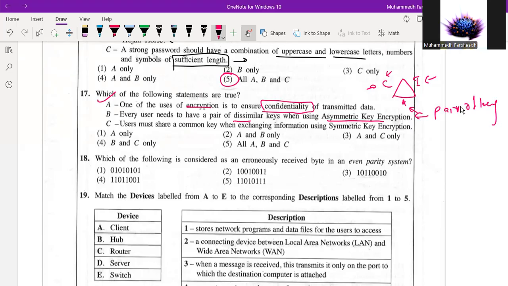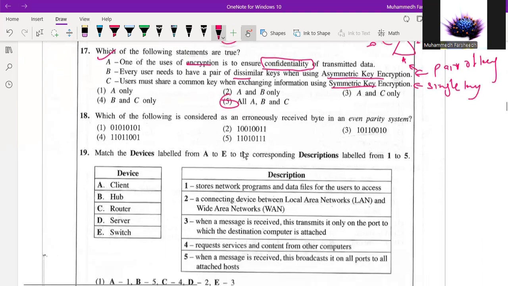So if you locked with one, you cannot unlock with the same thing. You have to use the other pair of it. Yes, users must share a common key when exchanging information in symmetric key. Yeah, it's a single key. Okay, so all A and B are correct.